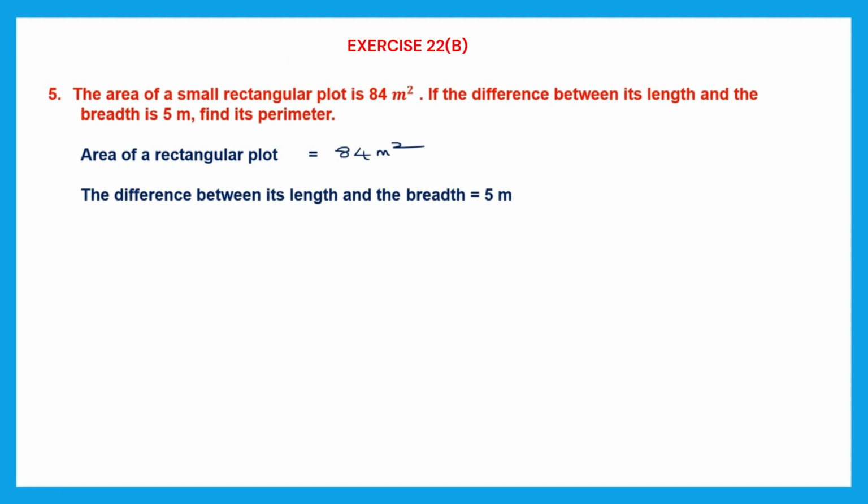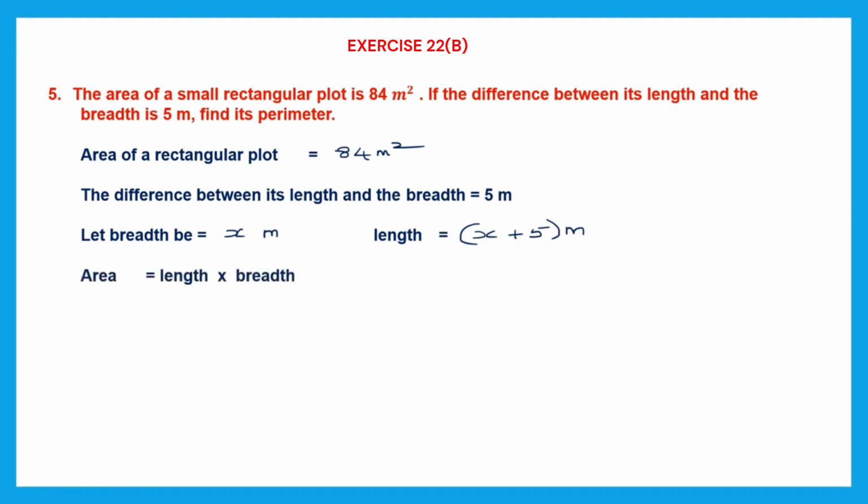So in that case, let's take the breadth to be x meters. Breadth is x meters, then the length will be x plus 5 because length is greater, isn't it? So x plus 5 meters. Since the difference is here 5, let the breadth be x meters and let the length be x plus 5 meters.